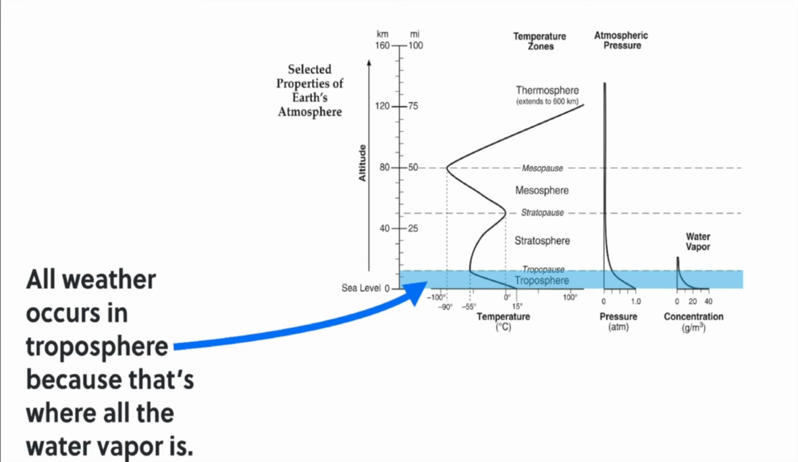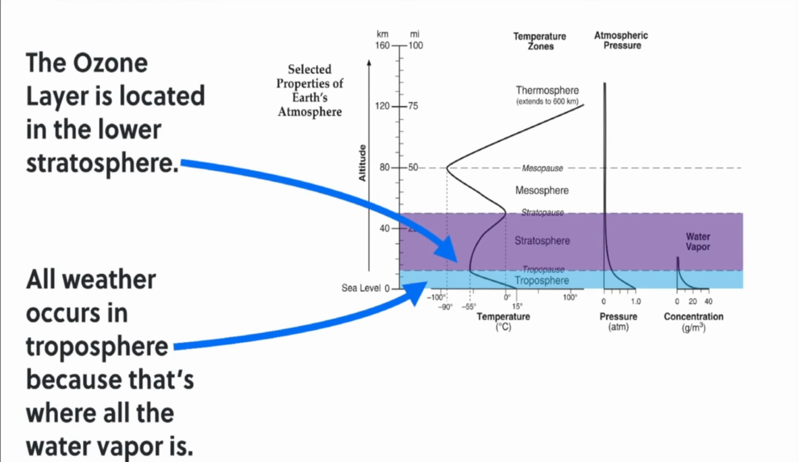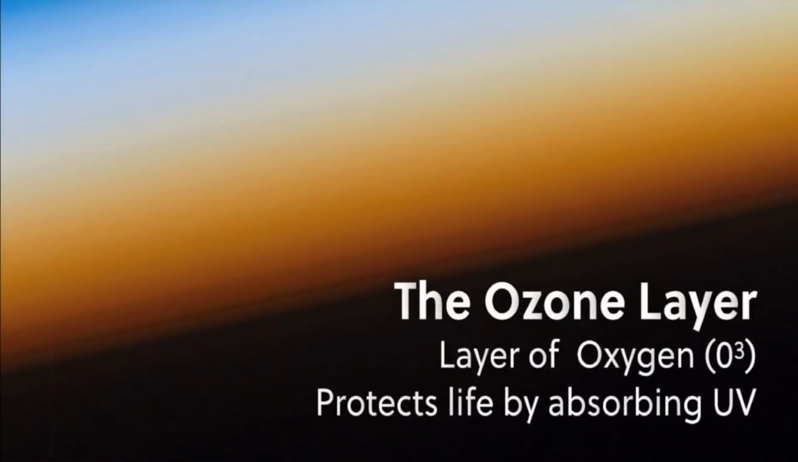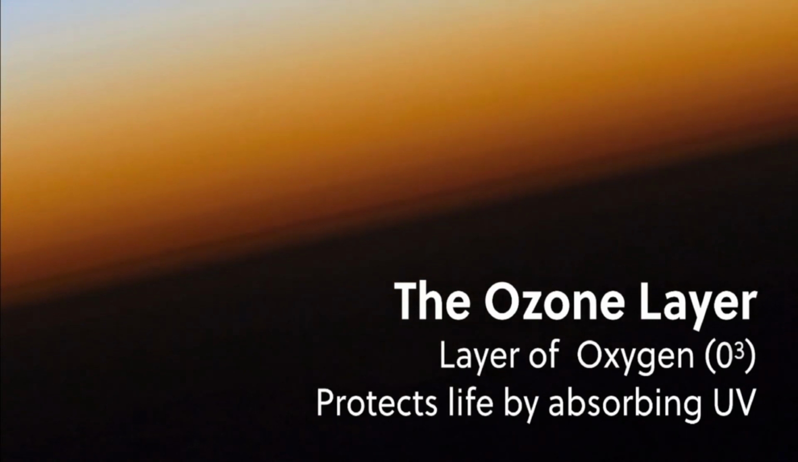The layer above the troposphere, called the stratosphere, is where we find the ozone layer. Now, what exactly is the ozone layer? Well, it's very important to humans on Earth. It's essentially a layer of oxygen, specifically O3, and what it does is protects all living things on Earth by absorbing harmful ultraviolet rays coming from the sun.